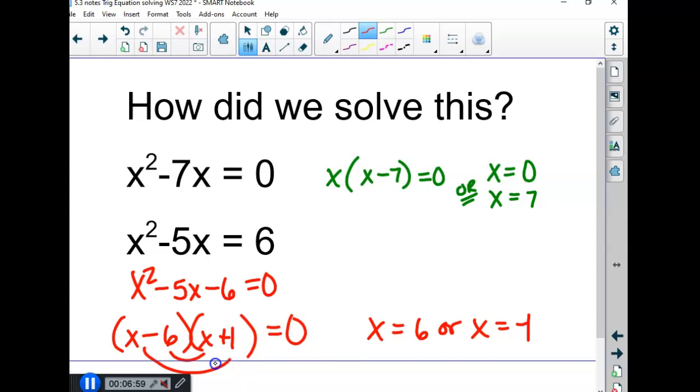Is everybody okay? x could be 6 or -1? And the first step had to be getting it equal to 0. All right.